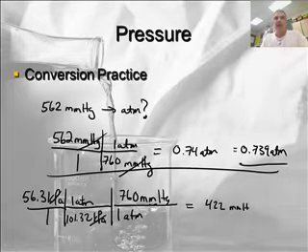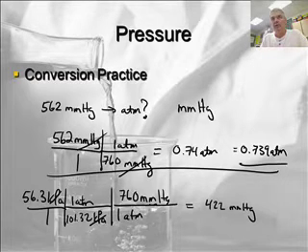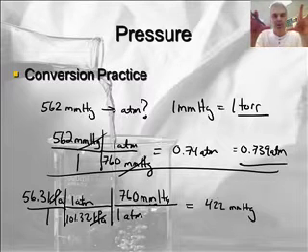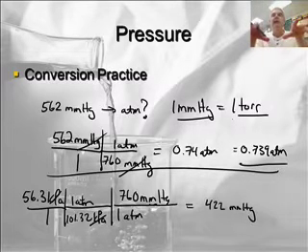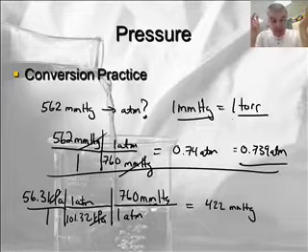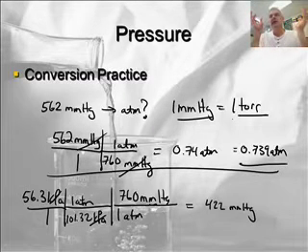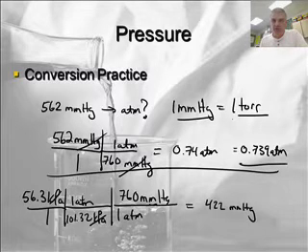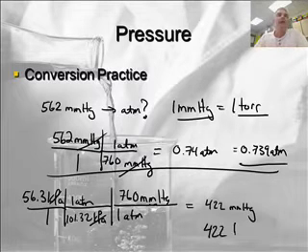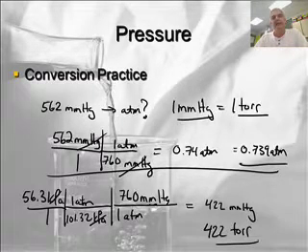Now let me say one more thing about millimeters of mercury. 1 millimeter of mercury is also equal to 1 torr. Now, torr stands for a famous scientist from Italy, Torricelli, and he is the guy who invented the barometer, and we just call it a torr. So a millimeter of mercury is a torr, so I could just as well have said this is 422 torr. Same thing, okay?